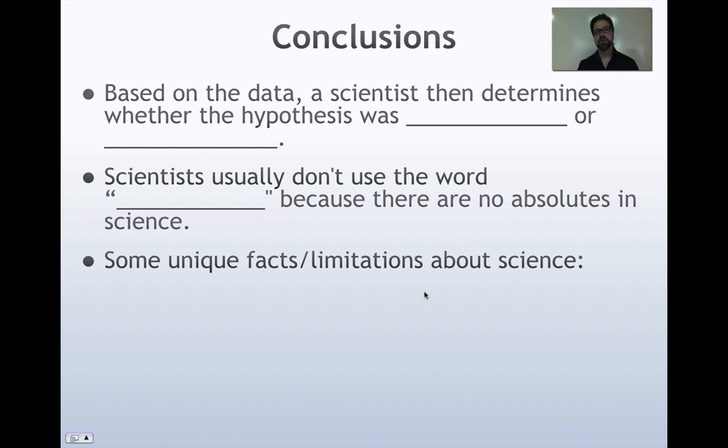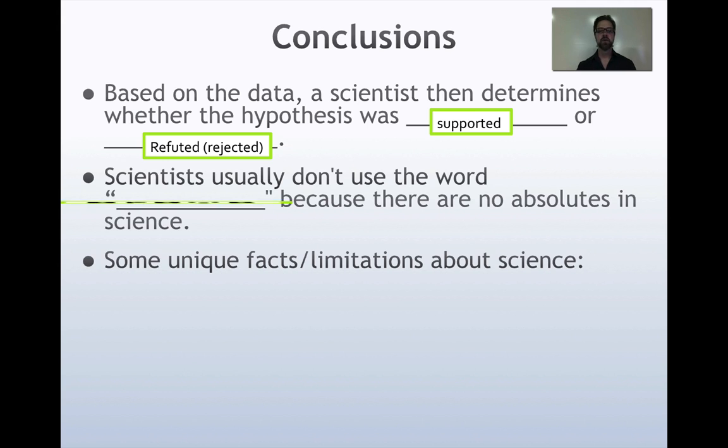The last thing that you do in an experiment is you come up with a conclusion. And I should say the last thing you do in your scientific method. So based on the data, a scientist then determines whether the hypothesis was supported or refuted. So very rarely should we ever say that it proved my hypothesis was correct. It only supported it, because you're going to find that as you look at scientific investigations, sometimes it's just not enough. Scientists don't use the word prove because there's no absolutes in science.